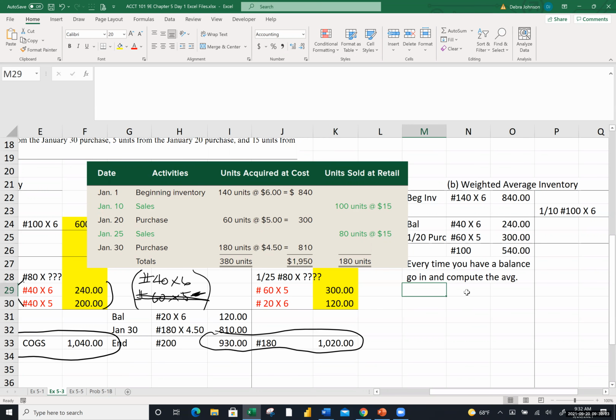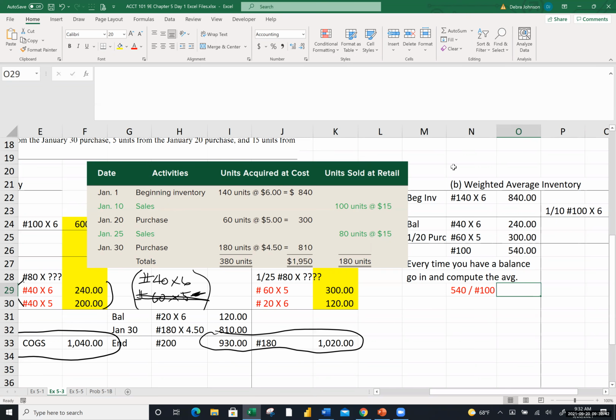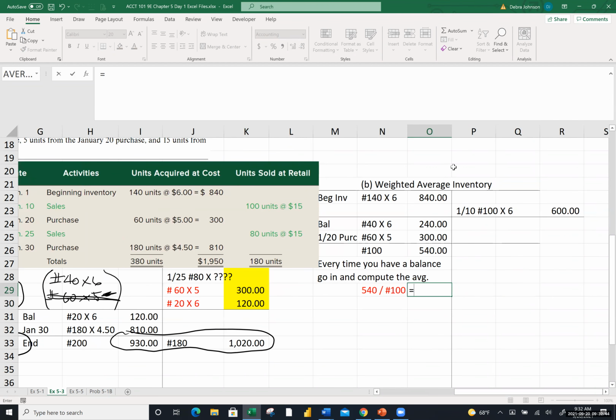Okay, well, how do you do that? I'm going to do it in red right here. The way that you do that is you take the 540 that's in there and you divide by the number in there, and that will give you the amount that sales will come out of. Okay, so let me go ahead and do that on my calculator. You can probably do it in your head, but 540 divided by 100. There is my average cost of inventory on hand. That's where it gets its name from, weighted average.